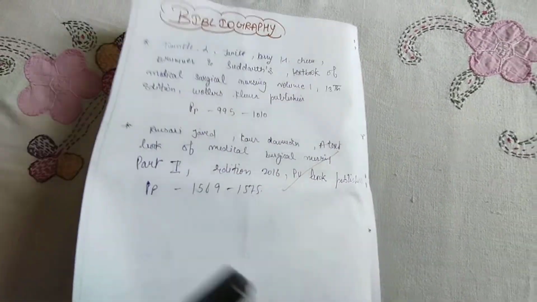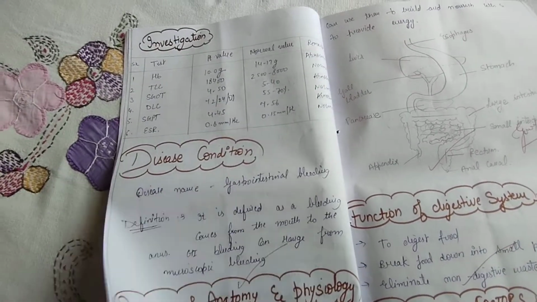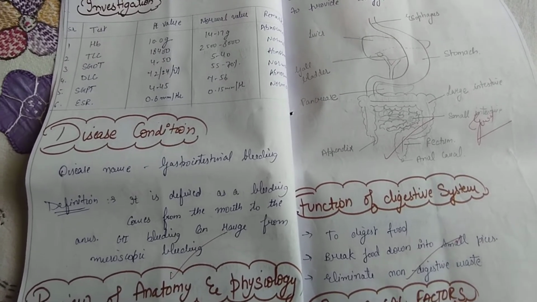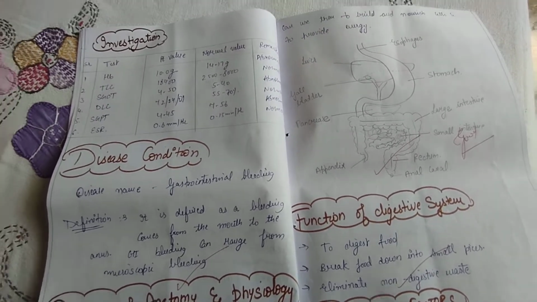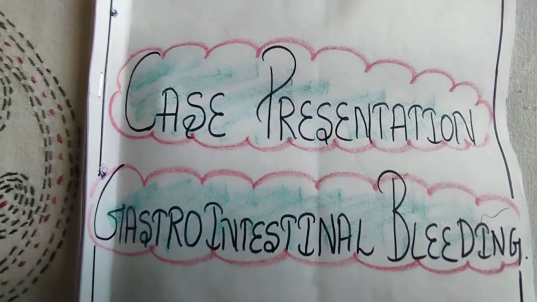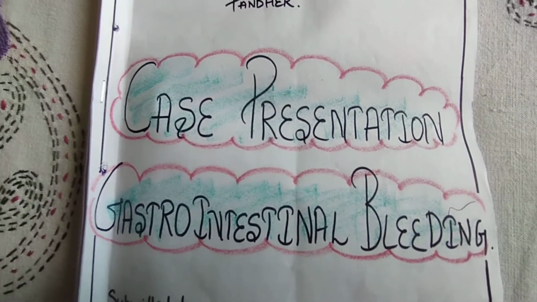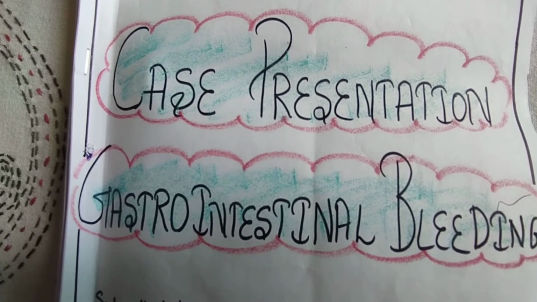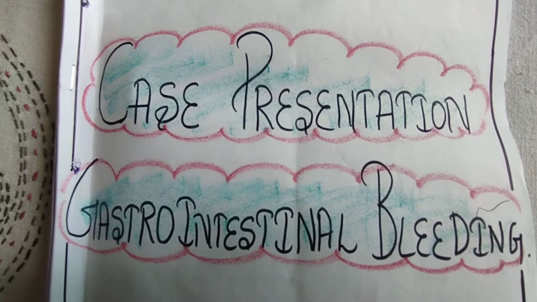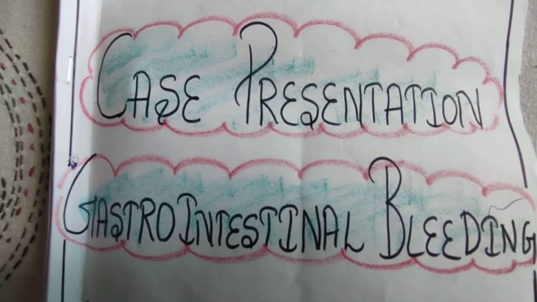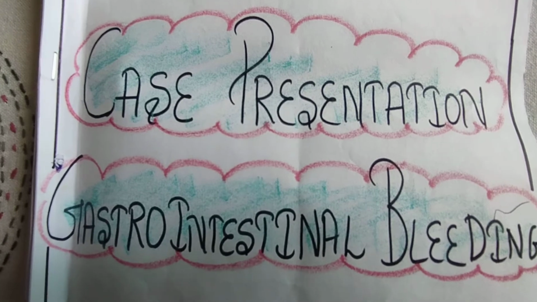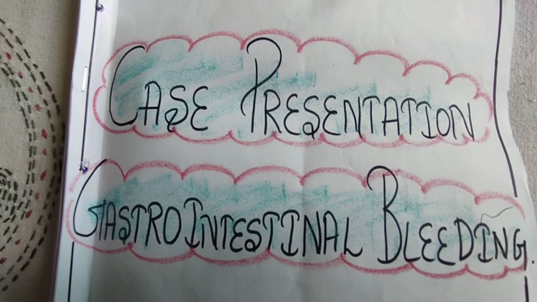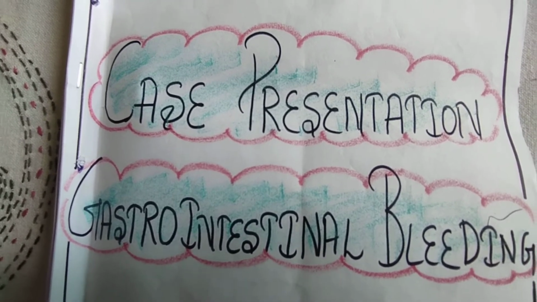Thank you. So I hope you now know the format and how you are able to make this case presentation on gastrointestinal bleeding. I hope you also know the difference between the case presentation and the nursing care plan. In a nursing care plan we are not going to write down the disease condition, but in the case presentation we are going to present all the disease condition, from definition and anatomy, and all that I defined already.